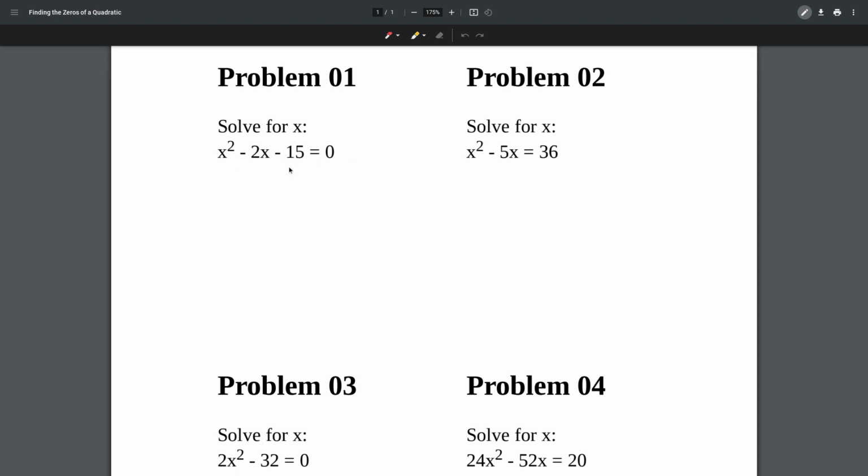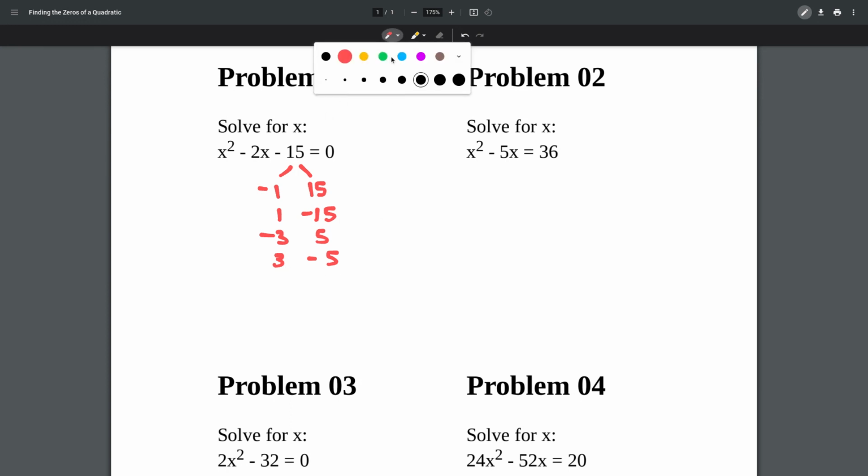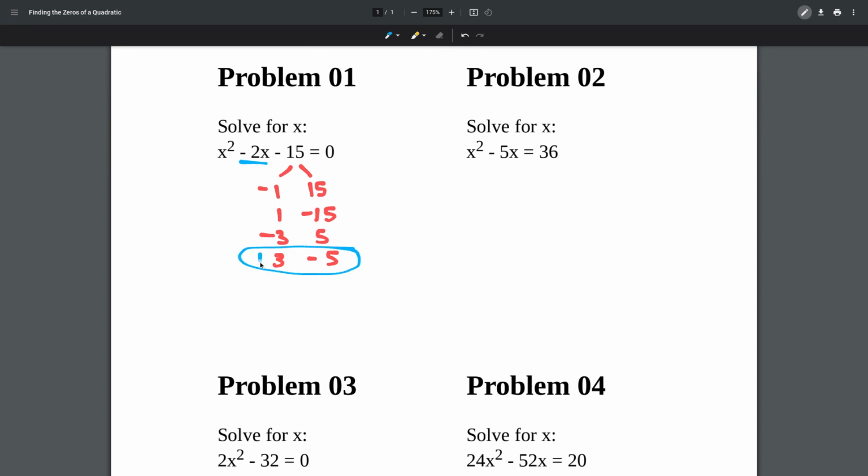So I'm going to list the factors of negative 15. Those are negative 1 times positive 15, 1 times negative 15, negative 3 times positive 5, and positive 3 times negative 5. Now I note with this last pair of factors, those add to negative 2, which is my middle number. And that's what I want. So I'm going to select positive 3 and negative 5, and I'm going to write my factored form as x plus 3 times x minus 5, and that's all equal to 0.